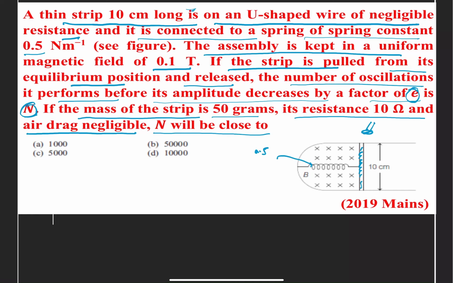So in this case, this entire system is lying in a magnetic field, and the magnetic field is given as 0.1 Tesla. As this strip is moved from its equilibrium position, it is going to oscillate because of the spring, and because of the motion in the presence of the magnetic field, EMF will be induced, resulting in the flow of current. And because of that, a magnetic force which opposes the motion will act as a damping factor.